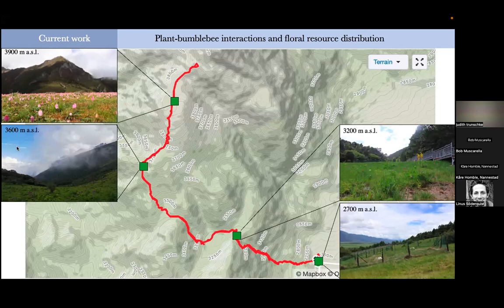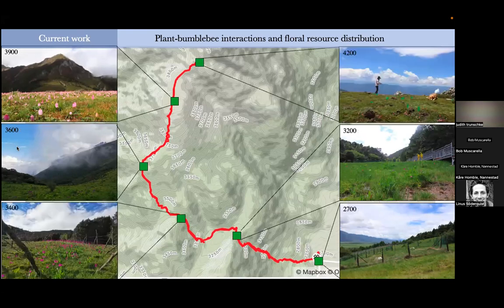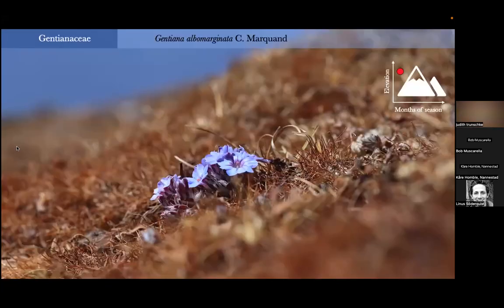I'm using, again, the same meadows for my research, and also, to get a little bit more fine-grained picture, another additional one in between at 3,400 meters, which is also heavily utilized by bumblebees. And instead of continuing with graphs, I thought I'd show you how the spatial temporal variation in flowering plants occurs on this mountain.